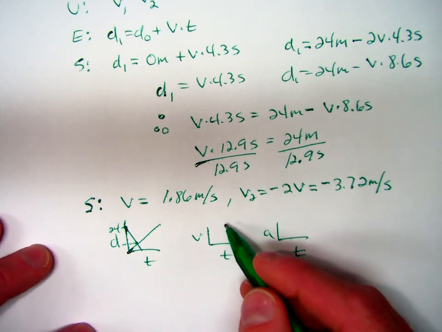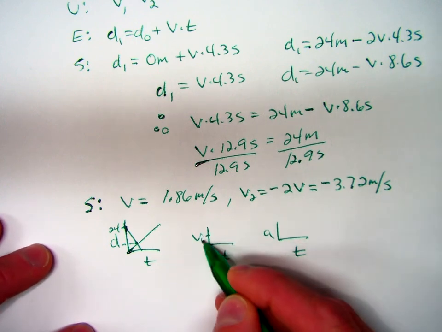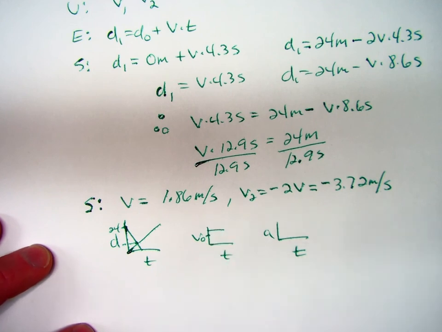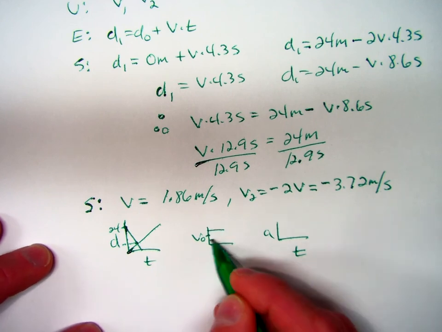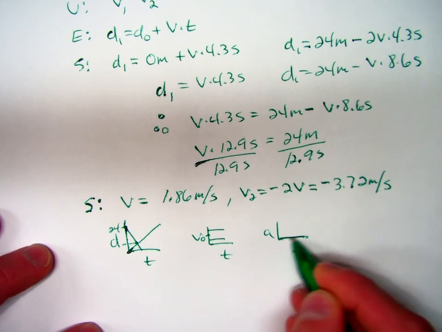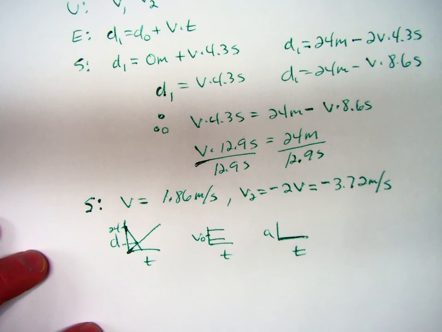The velocity of bike 1 is constant, and the velocity of bike 2 is constant. One's negative, one's positive, and the acceleration of both is 0. This is a system of equations.